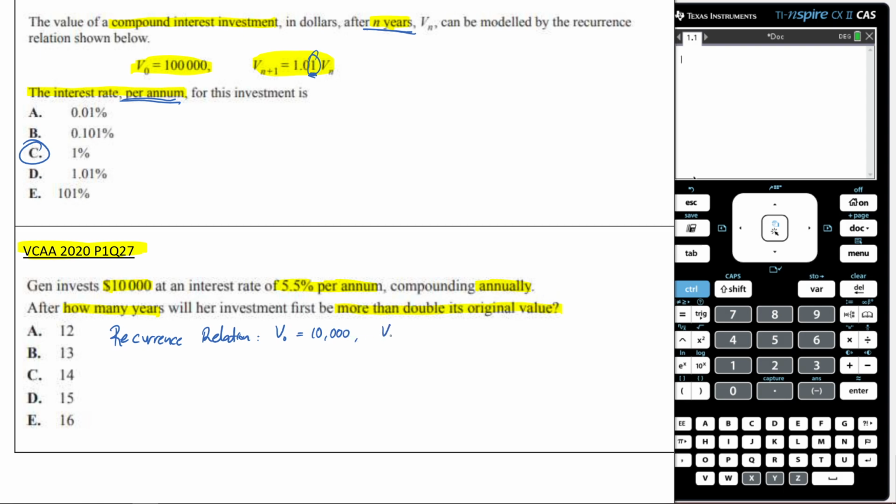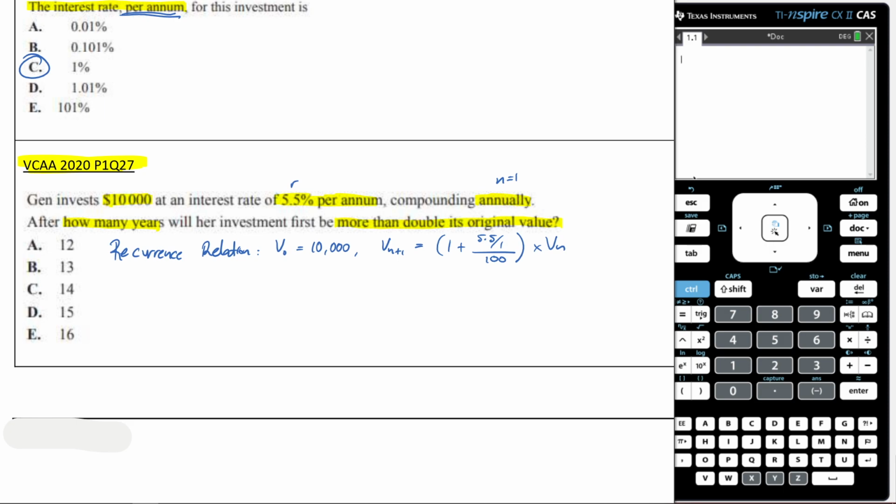And then I'm going to go V of n plus 1 is going to be equal to 1 plus, my R here is 5.5. It's compounding annually, so that means I divide this by 1, and then I divide the whole thing by 100, and then you times it by V of n. But then, after I've done that, actually I might just write it out a bit nicer. So this is going to be V of n plus 1 is equal to 1.055 V of n. Then what I would want to do is create a rule for this, because once I've got a rule, then I can actually solve this thing.